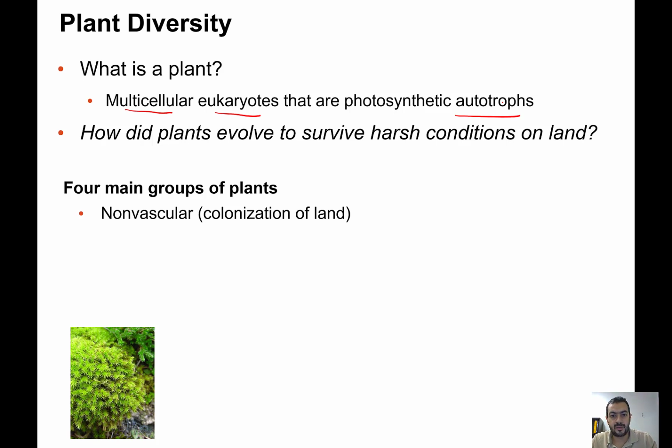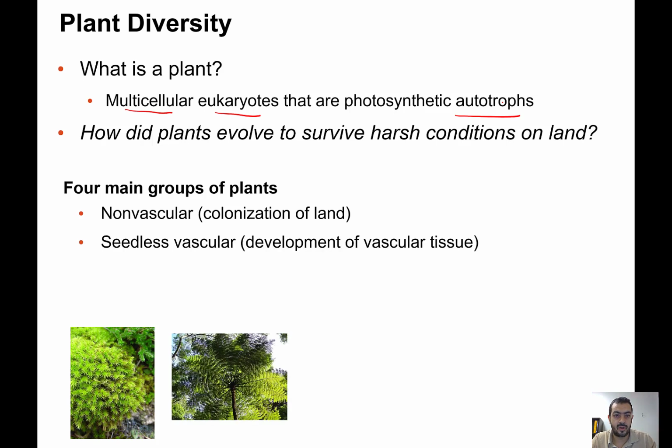They were the first type to colonize the land, but because there is no transport system, this type of plants was closely associated with the presence of water. They were dependent on living around water, because this is the way they would get the nutrients and absorb the water without having a vascular tissue.